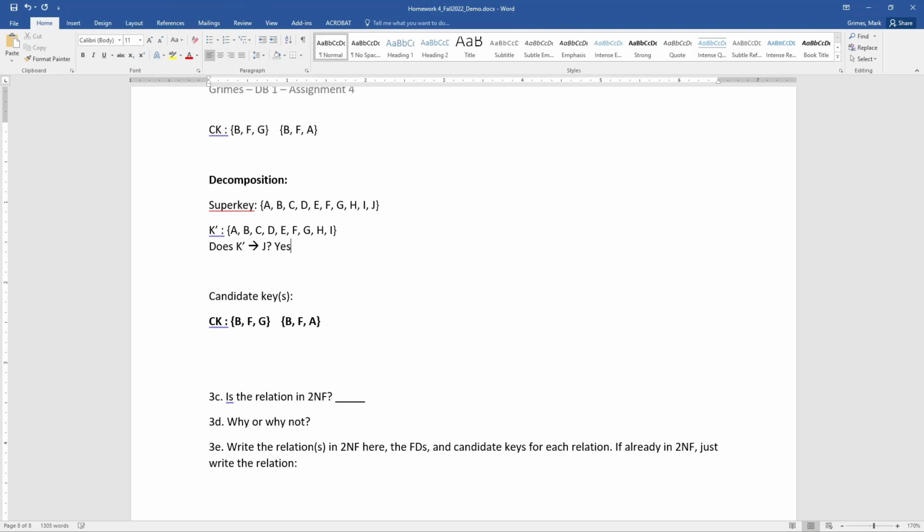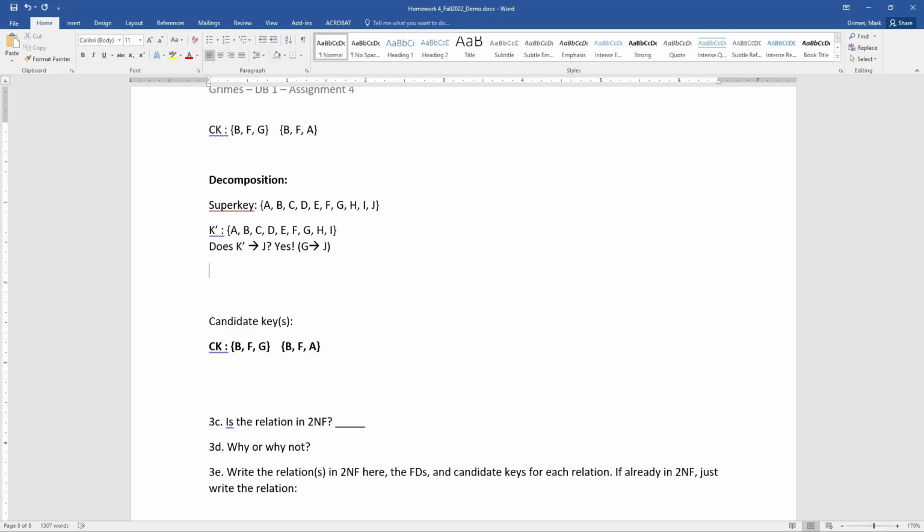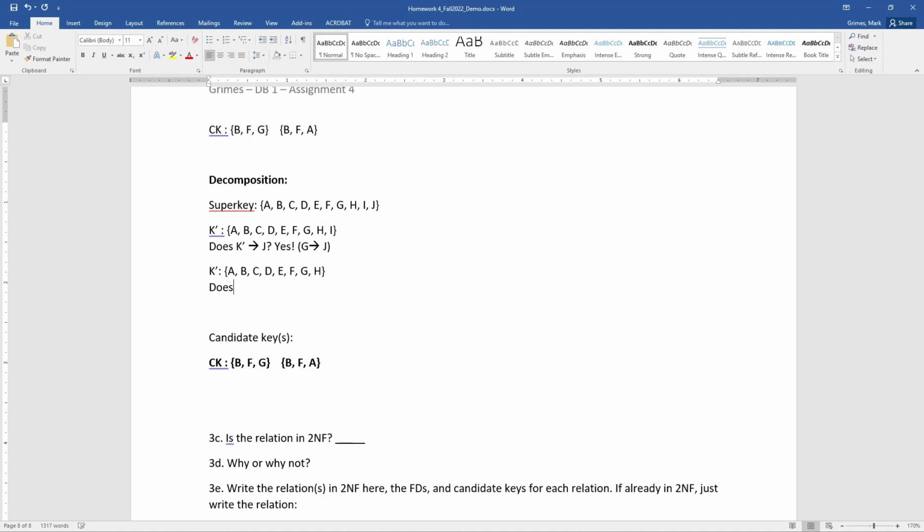So we'll say yes, because G functionally determines J. So we can remove J and be perfectly okay as long as we still have G. So we'll try again. We'll set K prime to be A, B, C, D, E, F, G, H. And we're going to ask, does K prime functionally determine the next attribute we're removing, which is I?